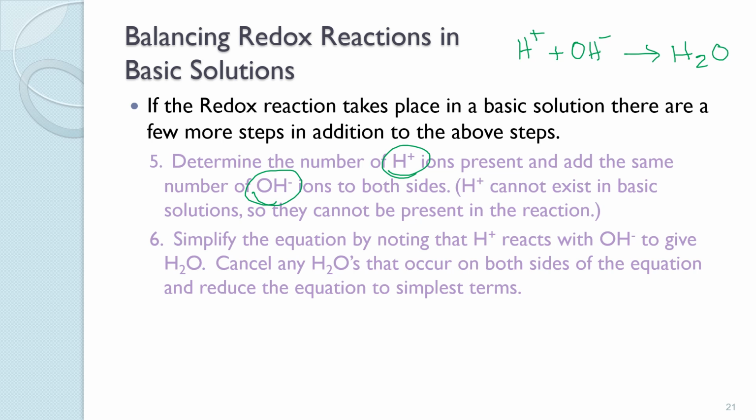So we have to add OH negatives to both sides because the H pluses can't exist, so they're going to react with OH negatives. But to keep everything balanced, we have to have the same number of OHs on both sides. And then for every H plus and OH you have, you're going to get a water. And then finally, you may have to cancel out some waters. So let's do an example of that.